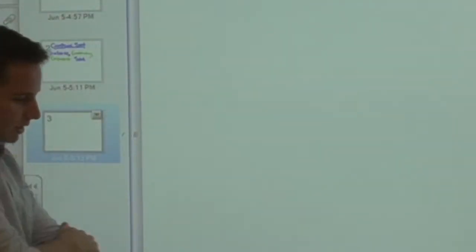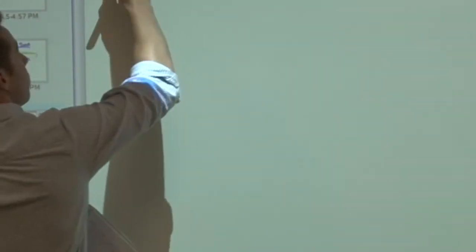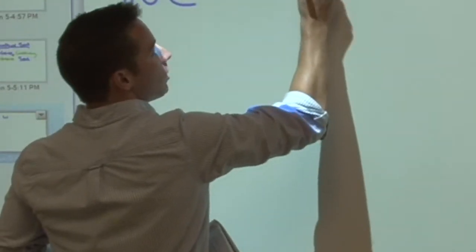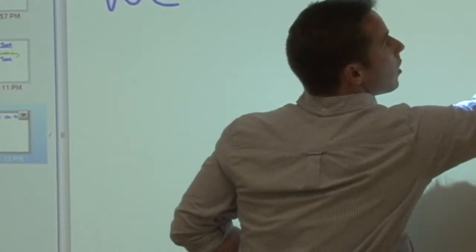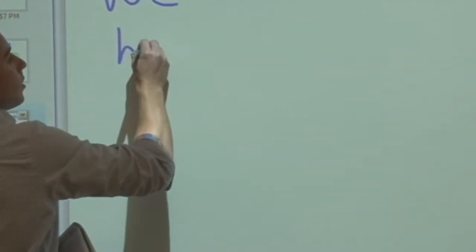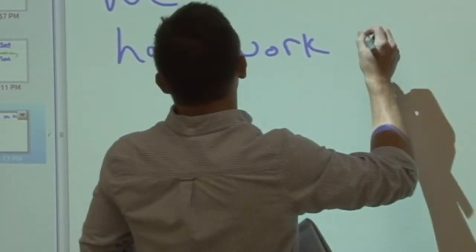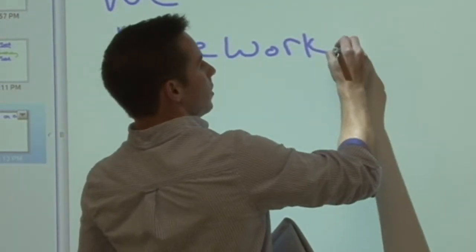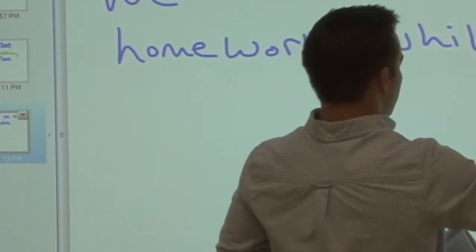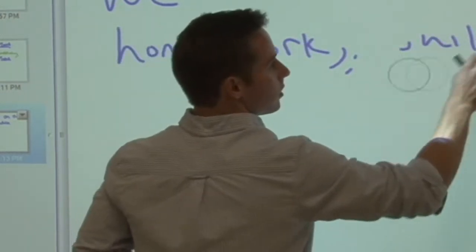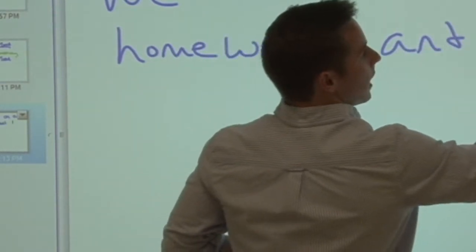Now, let's do an example. An example of a compound sentence would be, we worked on our homework, while they clean their room. Okay, now while you're looking at this while I write it, let's point out the two independent clauses.